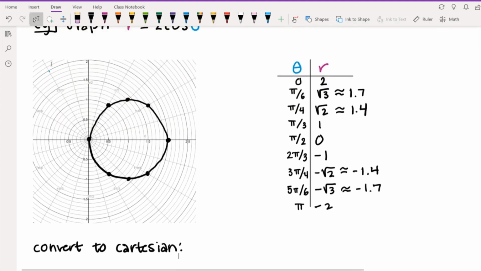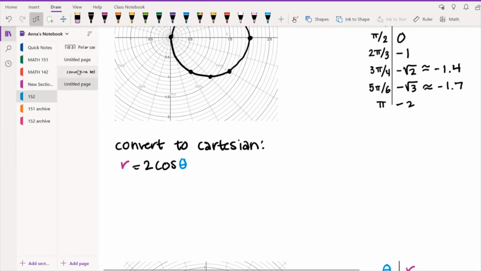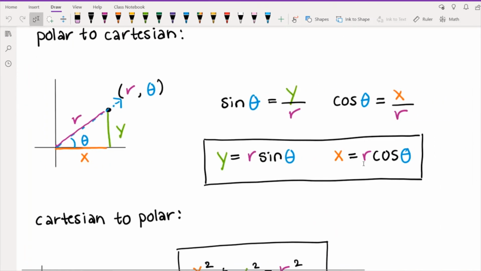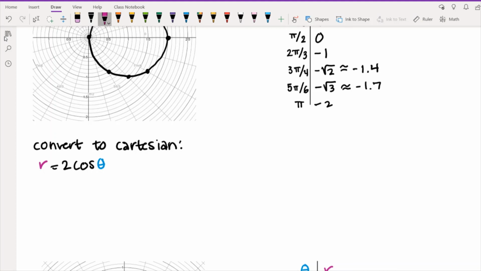Well, our original equation, right, is r is equal to 2 times cosine of theta. And so remember from the conversion page that cosine of theta times r is equal to x. And so another way of saying that would be cosine of theta would be equal to x over r, right? If we just divide both sides by r. And so all I'm going to do is replace in this equation where we have cosine of theta, I'm going to replace it with x over r. So we're going to have r is equal to 2 times x over r.